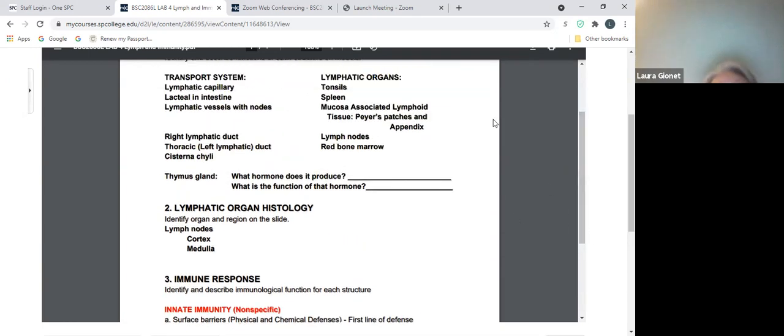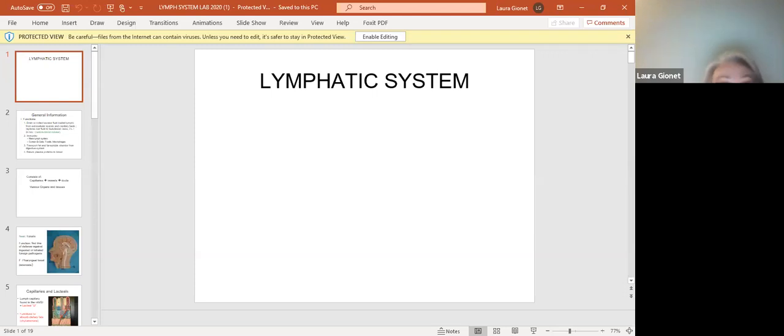Okay, so let me change my share to the notes, and we're going to go through those notes, and then we're going to come back and go through the additional images. Okay, so let me put this in slideshow mode.